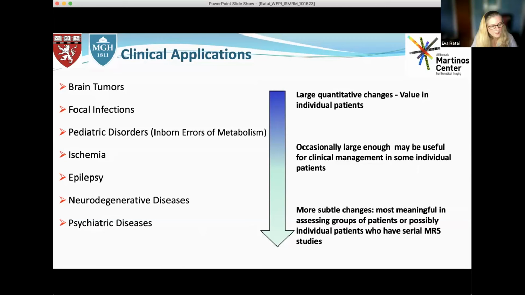In ischemia, epilepsy, neurodegenerative diseases, these changes are occasionally large enough and may be useful for clinical management in some individual patients. But especially when you go to psychiatric diseases, you have very subtle changes. And they're most meaningful in assessing groups of patients or possibly individual patients who have serial MR spectroscopy.